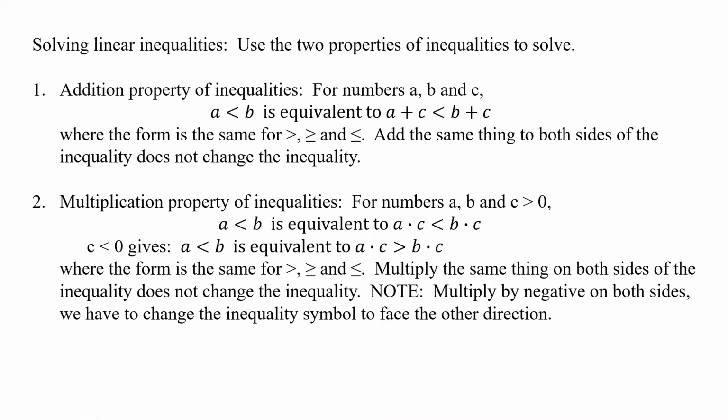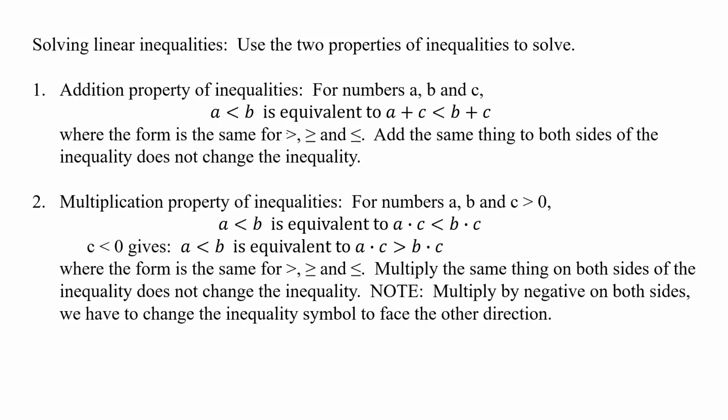Solving linear inequalities. So we also can solve them, and we have two properties that are going to help us solve them. And we've seen these properties before as the addition property of equality and the multiplication property of equality. Now, what this says is for numbers a, b, and c, if a is less than b, that is equivalent to a plus c less than b plus c. So basically what we can do is add the same thing to both sides of the inequality, and it doesn't change the inequality.